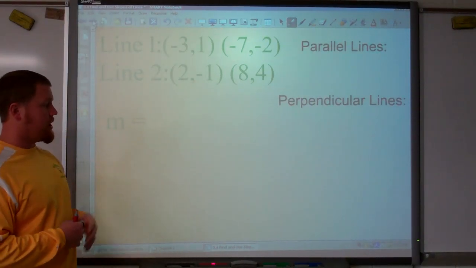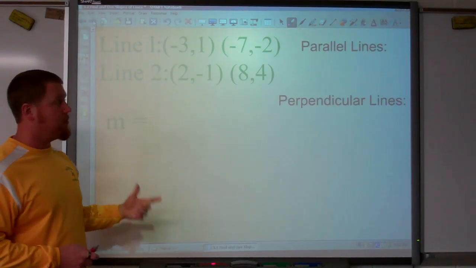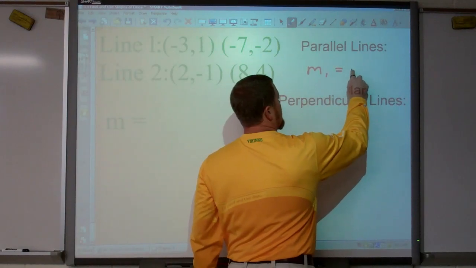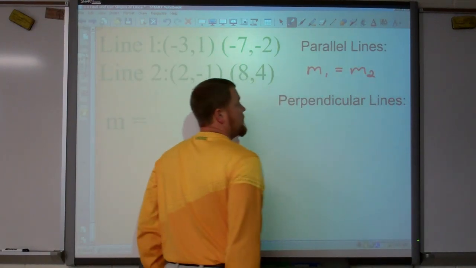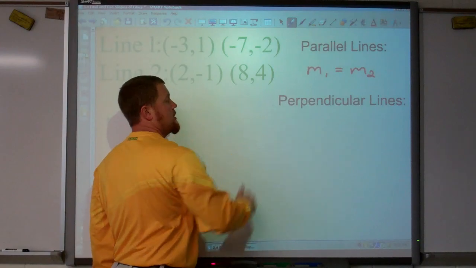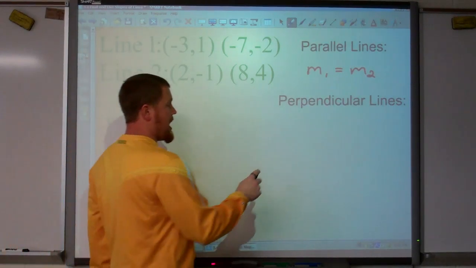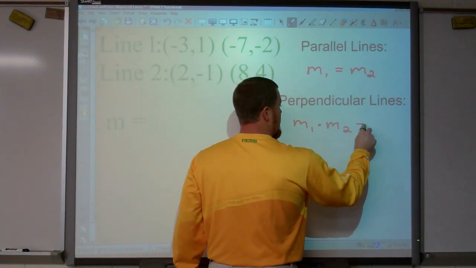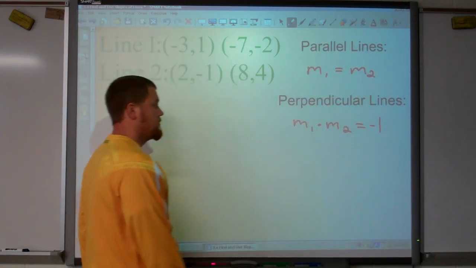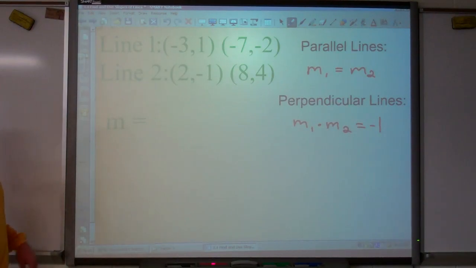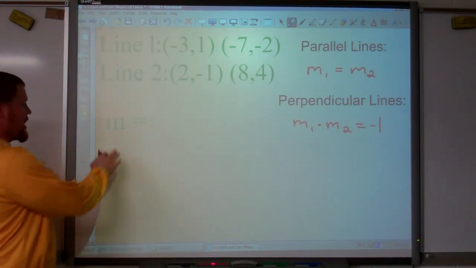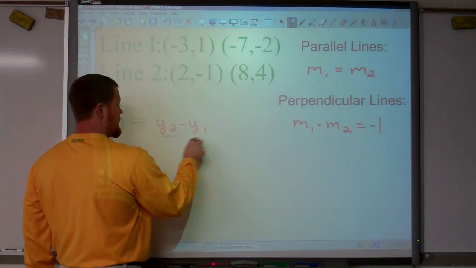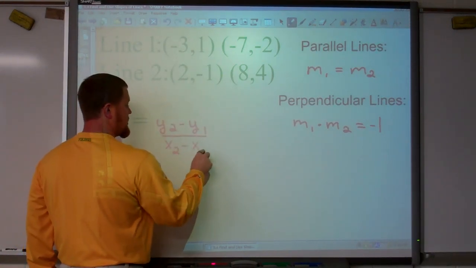Just to reiterate what we just got done talking about, for parallel lines, the slopes are equal. And for perpendicular lines, the product of their slopes is negative 1. And to refresh our memory a little bit, how do we find slope again? That's y sub 2 minus y sub 1 divided by x sub 2 minus x sub 1.